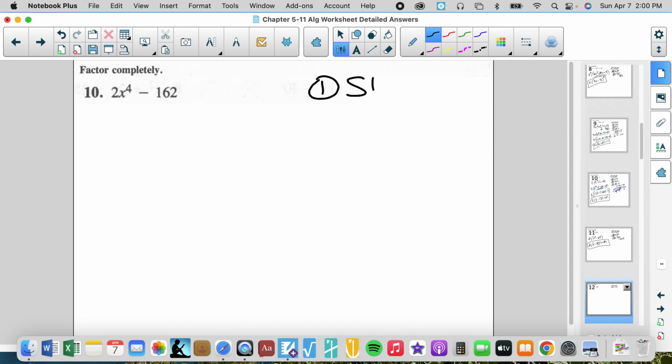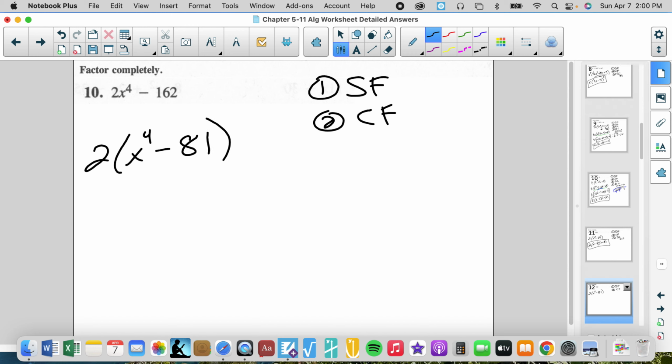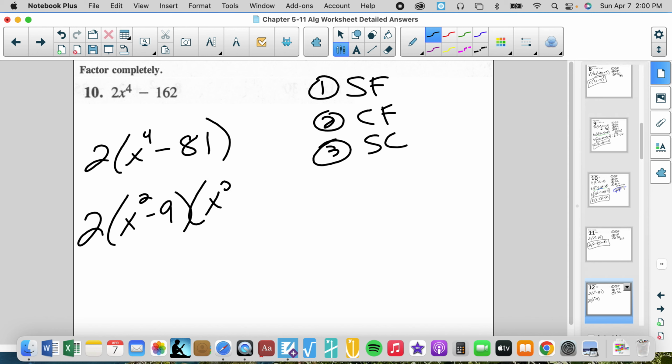Again, standard form. Oh, I already know how this is going to go. Common factor. Factor out 2, you get x to the 4th minus 81. Watch this. Special case, yes, this is the difference of squares. So you get x squared minus 9, x squared plus 9. Many students would stop here with difference of squares.